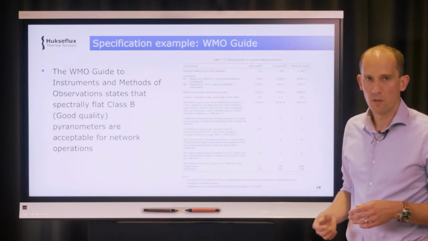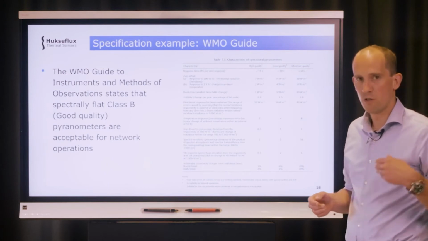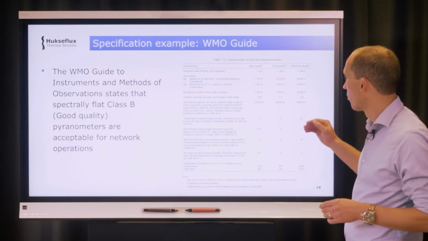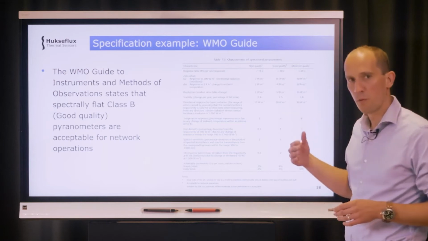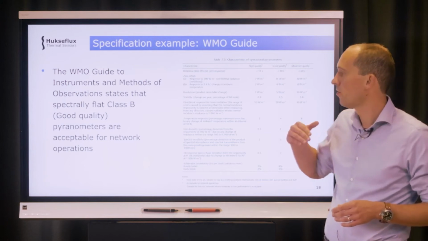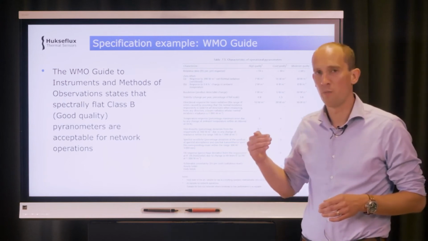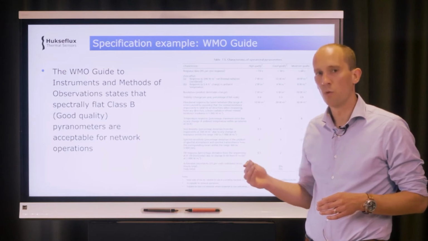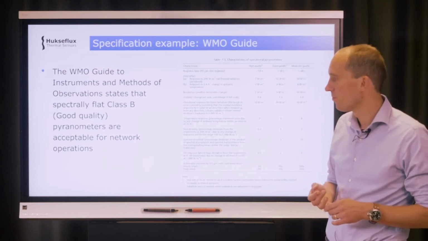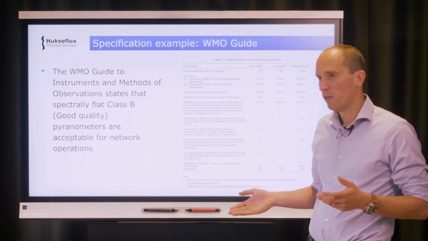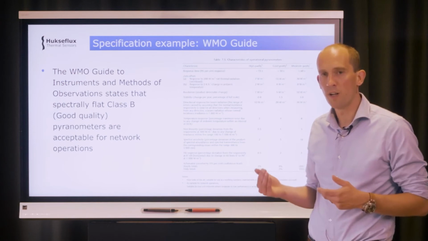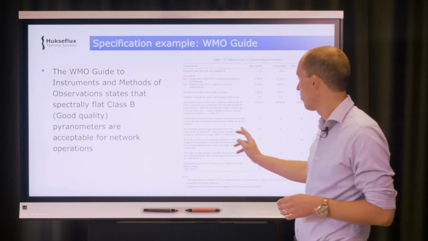Another example, the World Meteorological Organization, they have a guide on radiation sensors, where they also have a table with characteristics of operational pyranometers. And they also state, for example, that spectrally flat class B, they use the term good quality, pyranometers are acceptable for network operations. So often the standards and accuracy classes, they're really designed to help you choose the right pyranometer for your application.